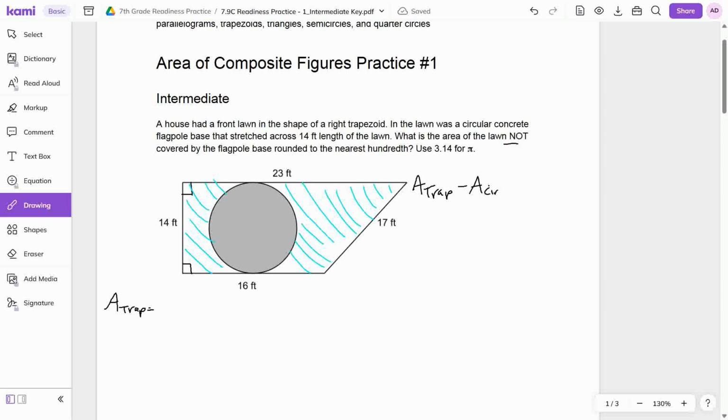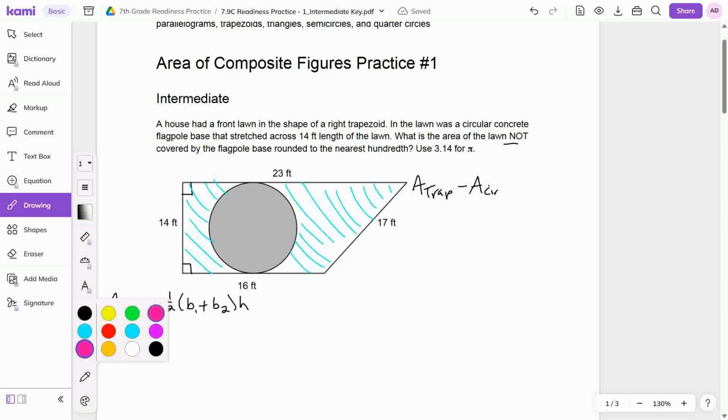And so that particular formula is 1/2, and then your base 1 plus your base 2 times the height. And so it looks kind of like what we would do for an area of a triangle, except we have to add both bases. So let's take a look at what these numbers are.